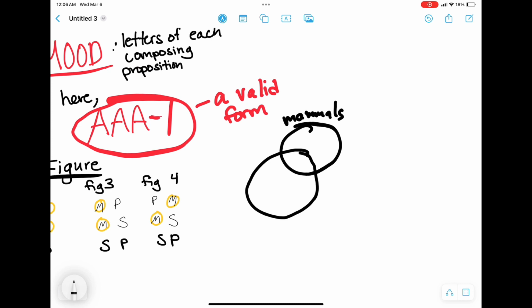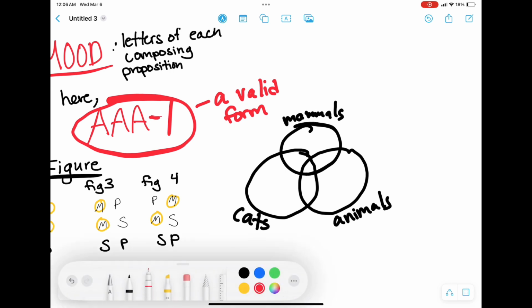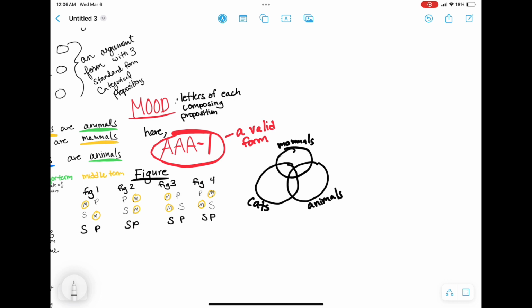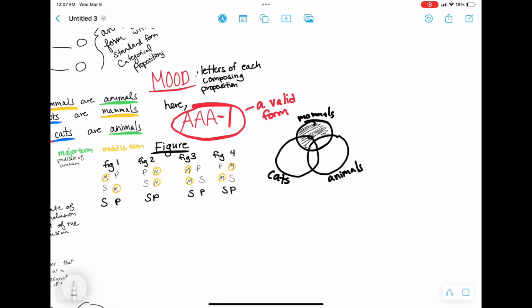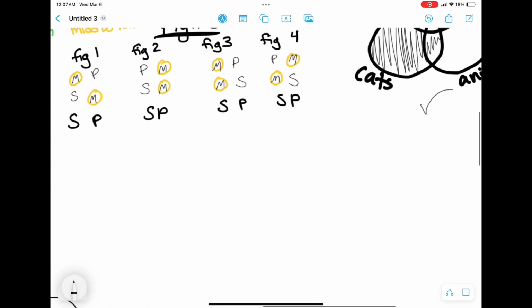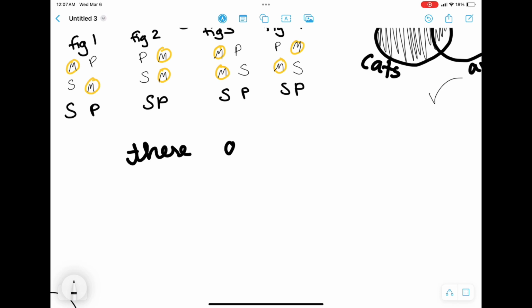So typically what we would do is put the middle term on top, the subject on the bottom left, and the predicate of the conclusion on the bottom right. And then the first thing you do is you fill in the universal propositions of the premises. So all mammals are animals, we shade that. All cats are mammals, we shade that. And then we see, without shading anything else, does it follow that all cats are animals? And indeed it does, because there's only that one little region of cats left.